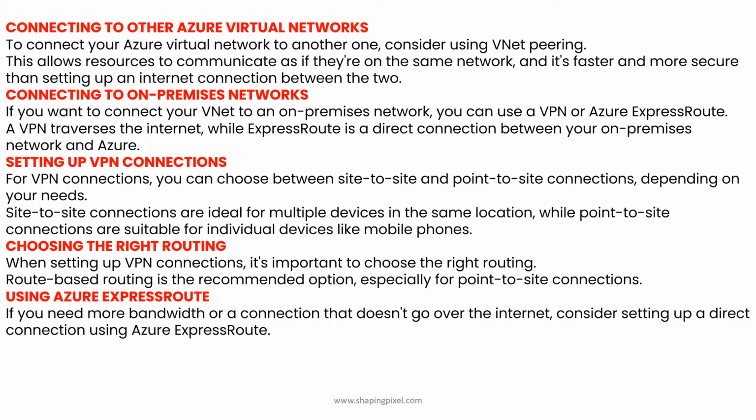Route-based routing is the recommended option, especially for point-to-site connections. If you need more bandwidth on a connection that doesn't go over the internet, consider setting up a direct connection using Azure ExpressRoute. There are different options based on your IT infrastructure location, and that's how you can efficiently connect your Azure virtual network to other networks.